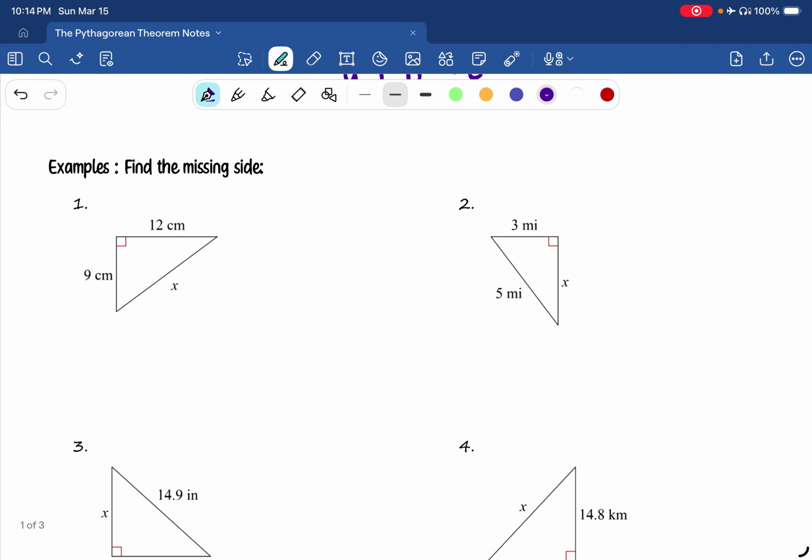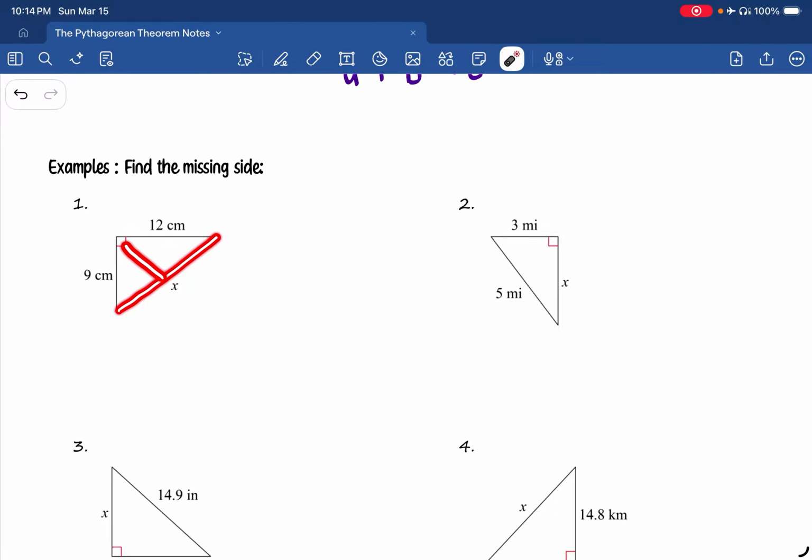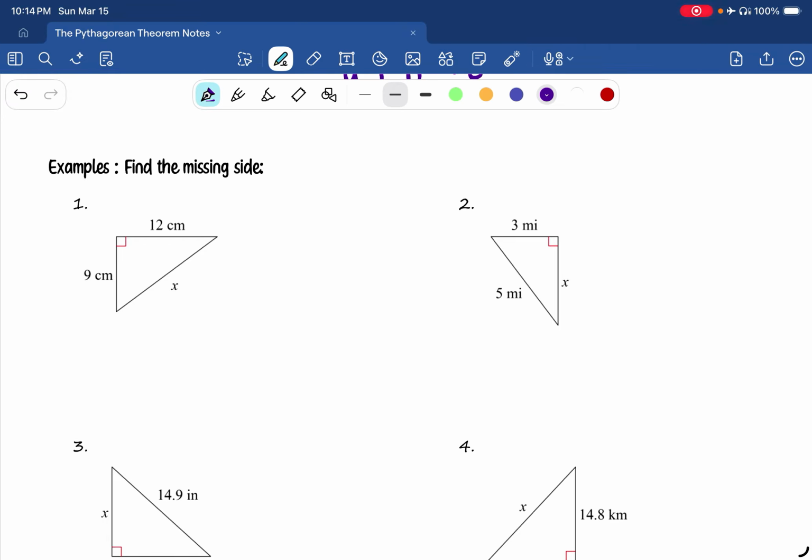So let's look at number one. If you notice with number one, the side that we don't know is this side right here. And that side is across from our right angle. So this X right here would be our hypotenuse. In other words, that is our side C. So the other two sides that we have, the legs, are 9 and 12. One of these is A and one of them is B, and it does not matter which one you label as A or label as B.